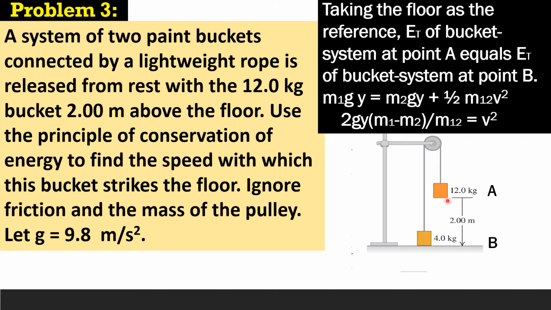According to the question, we are going to find the final speed of the 12 kilogram bucket as soon as it hits the floor. In this problem, again, we have to define a reference level, and the floor, of course, is the most appropriate choice. So we will be considering the gravitational potential energy of each body in reference to the chosen level, which is the ground or the floor.